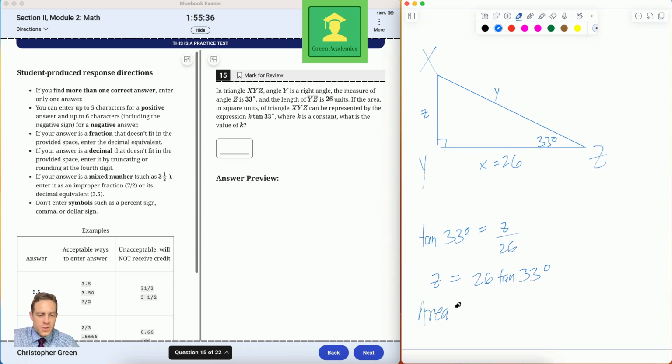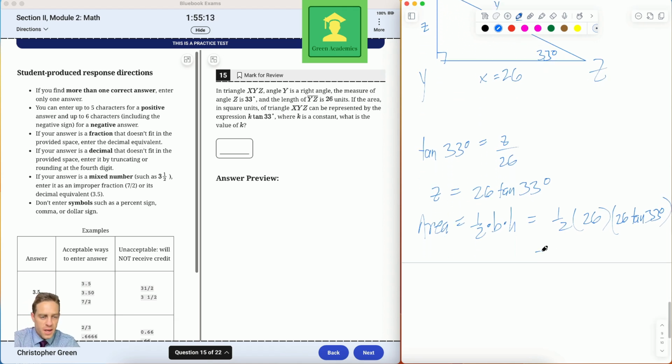Then the area of the triangle, being 1/2 base times height, is 1/2, and x is the base, and the height is z as in zebra, which is this. So it's 26 times 26 times 1/2, which is 338. So 338 tan 33 is what it says it is, which is K tan 33, which makes the answer 338.